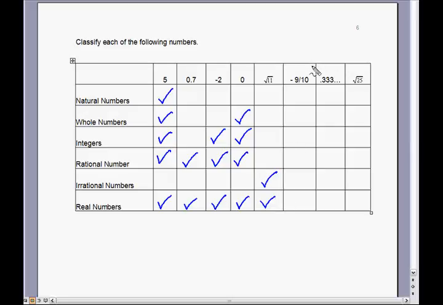-9/10. This is not a natural number. It is not a whole number. It is not an integer, even though it's negative, but it is a rational number. Rational numbers, again, are those fractions, and it's a real number.